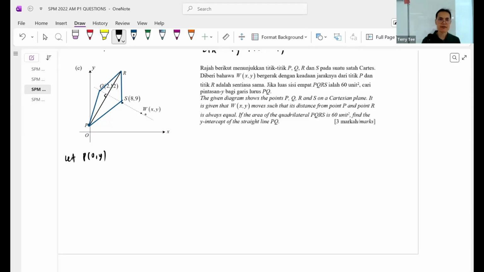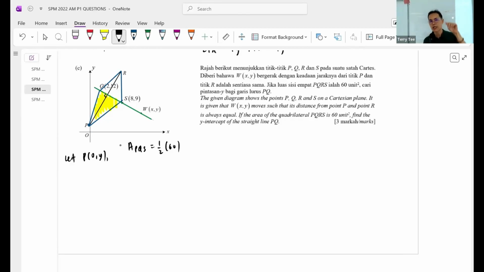Now, the reason why they give us this locus is to tell us that this line divides this quadrilateral into how many parts? 2 equal parts, because it's a perpendicular bisector. So if this is a perpendicular bisector, the area of PQS should be half of PQRS. So the area of PQS should be half of 60. Half of 60 is 30. You can write 30.